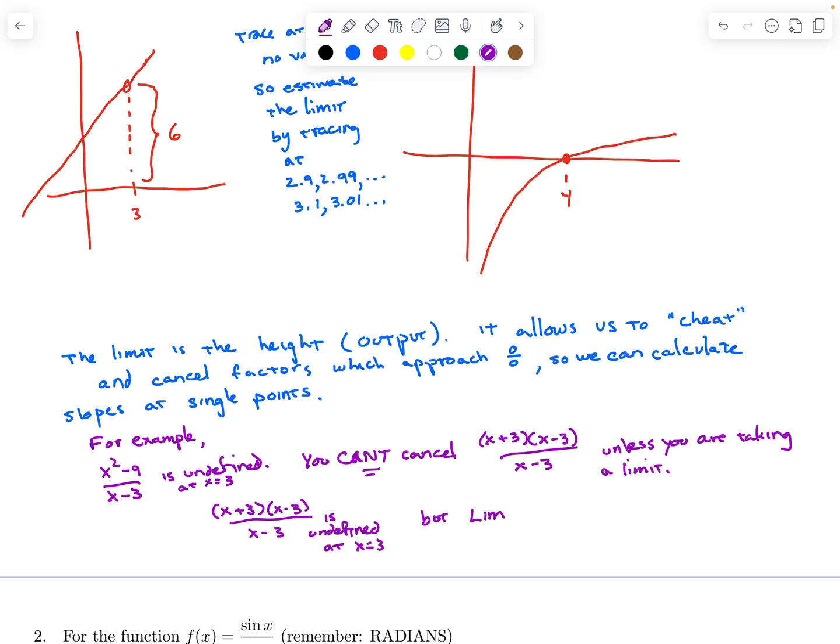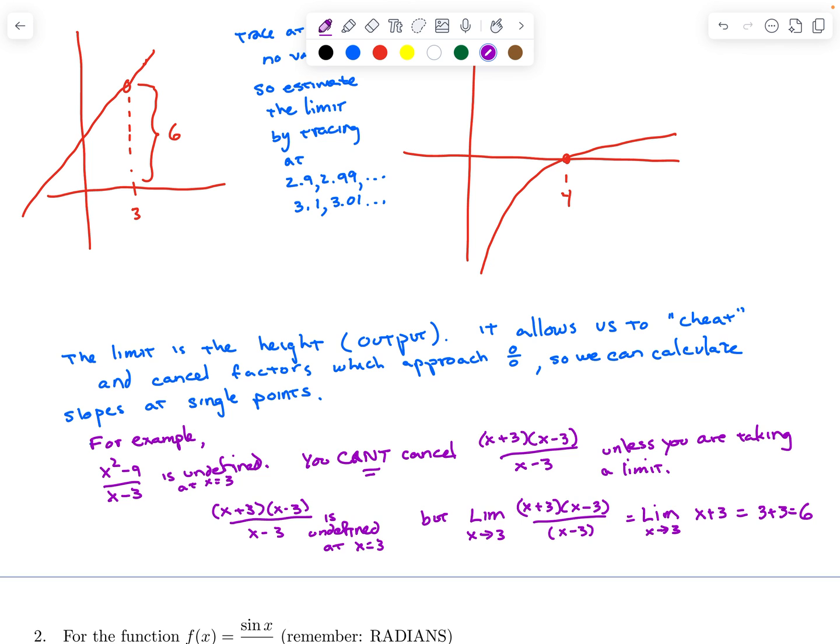But if you have the weasel word limit in front, since the limit doesn't actually care what happens at the point, it only cares what happens nearby, you can cancel things that are just really close to 0. X is approaching 3, you get x plus 3 when you cancel, and that is just 6.